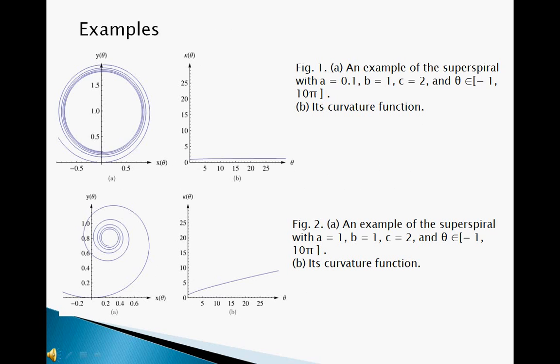This slide shows two examples of superspirals and their curvature functions for different values of a, b, and c. The tangent angle is varying from 0 to 10 pi.